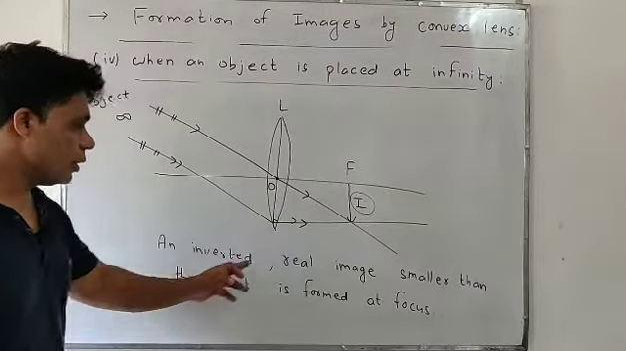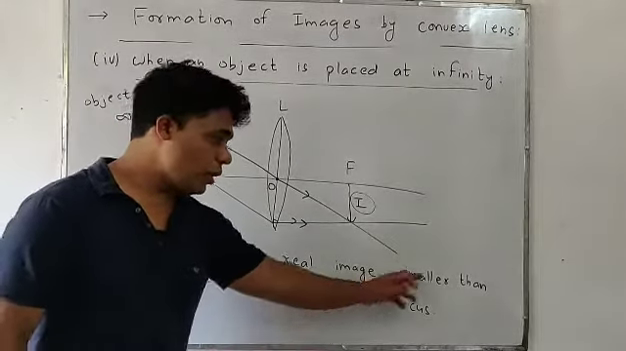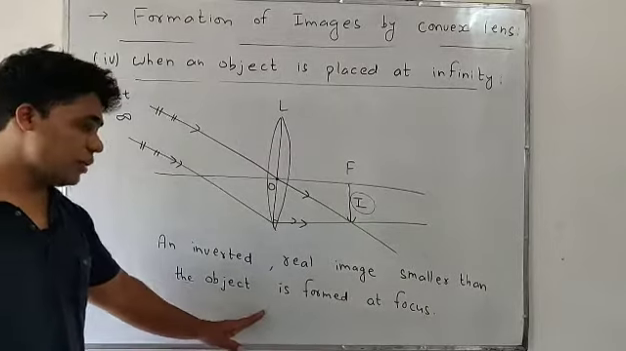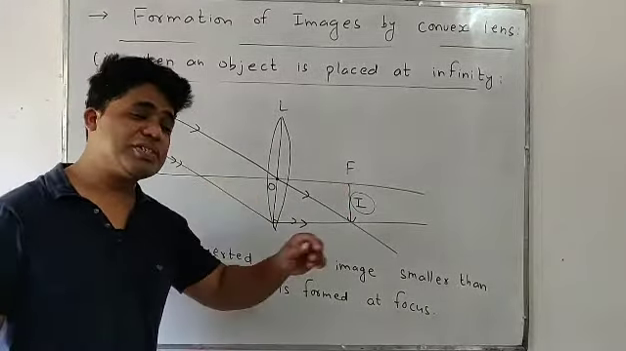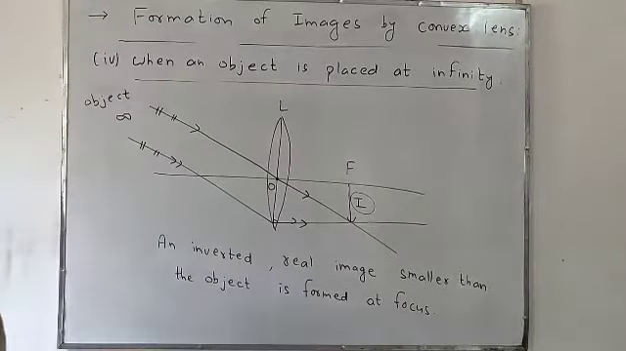An inverted, real image will form. The image, smaller than the object, is formed at the focus. The size of the image is smaller than the object.